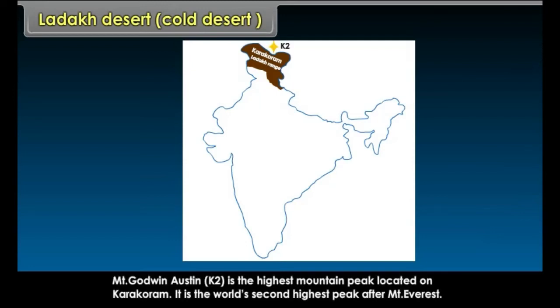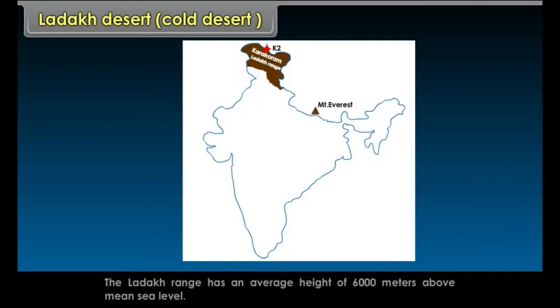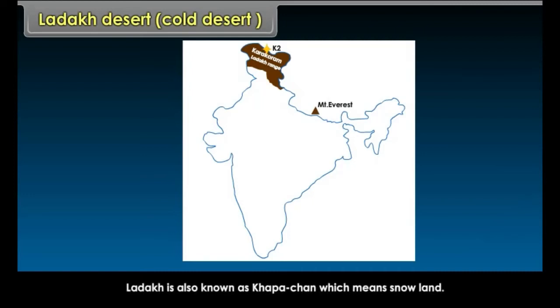Mount Godwin Austen, K2, is the highest mountain peak located on Karakoram. It is the world's second highest peak after Mount Everest. The Ladakh range has an average height of 6,000 meters above mean sea level. Ladakh is also known as Khapa Chan, which means snow land.